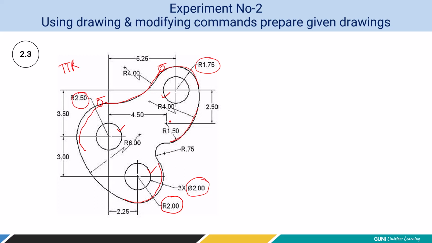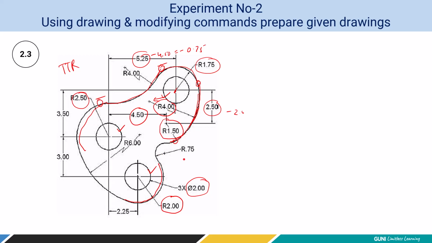So it is only possible by first drawing this circle of radius 1.5, which is located from this center in negative y direction by 2.5 and in negative x direction by the difference of these two dimensions, right? So 5.25 minus 4.5, so it is equal to minus 0.75. Then we are going to draw this radius having value 4 by making it tangent to these two circles.